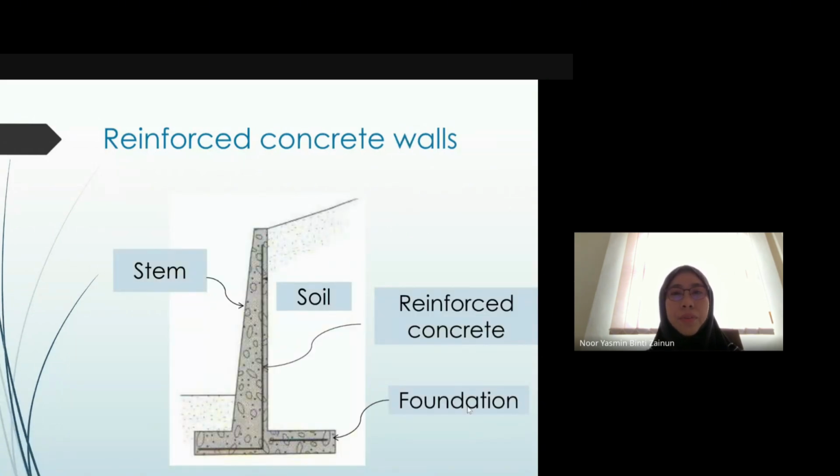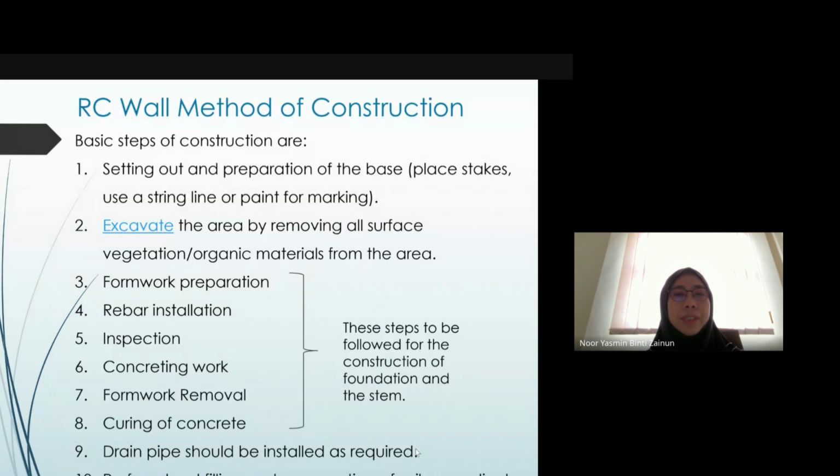So this is a reinforced concrete wall where we have the stem, and also inside we have the reinforced concrete, connected with the foundation. The method of construction is: first you need to do setting out and preparation of the base, then use a string line and excavate the area by removing all surface, then formwork preparation, rebar installation, inspection, concreting, formwork removal, and curing of concrete. And also you should install the drain pipe as required, and perform backfilling and compaction of soil accordingly.